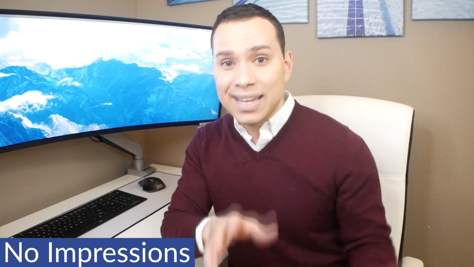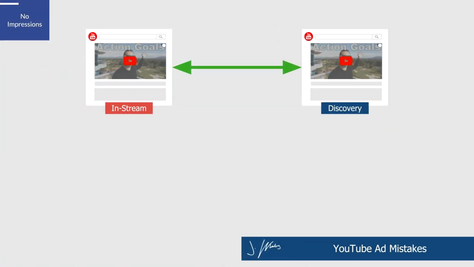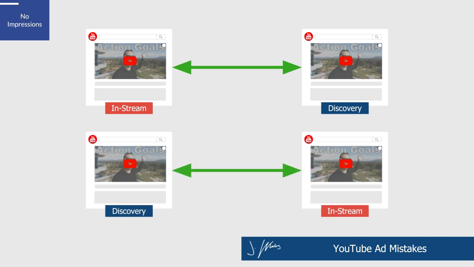So if you're not getting any impressions and it's an in-stream, try discovery with the exact same settings. If you're not getting any impressions with your discovery, try in-stream with the exact same settings, and then you'll be able to start troubleshooting. There is not going to be much help from Google support on this one.